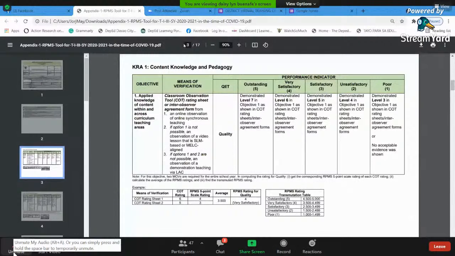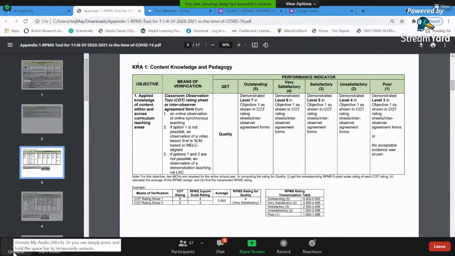So during class observation, the rater, the one observing you, only watches three objectives. And this is one objective, reflected in your class observation tool, your rating for that objective. So you just copy it automatically when you make your IPCRF, when you rate yourself in your IPCRF. So you have there the means of verification. The number 1 means of verification, or the main MOV, is the classroom observation.